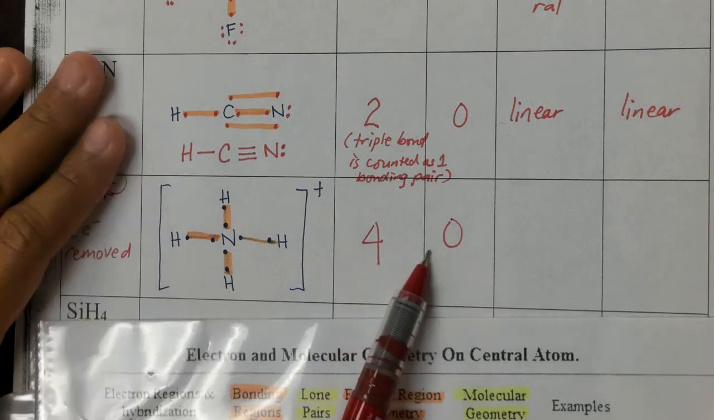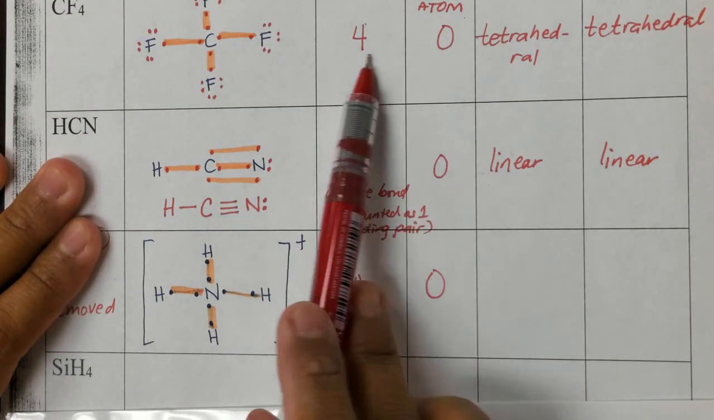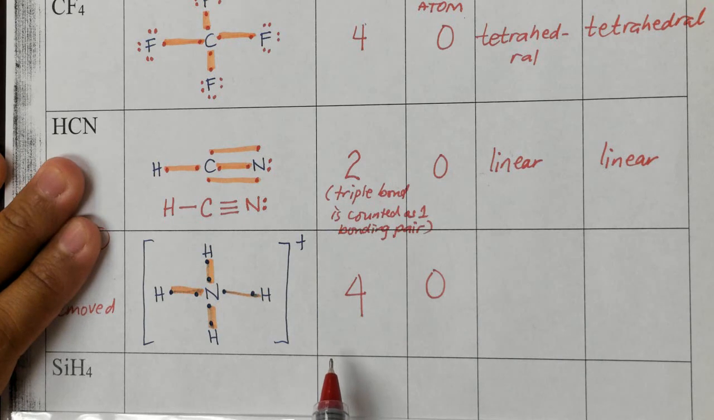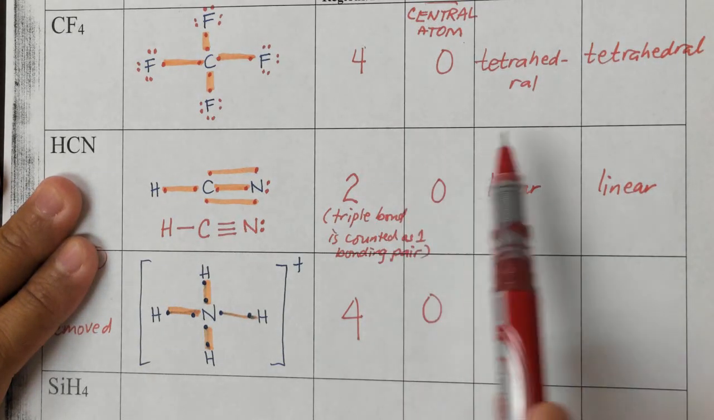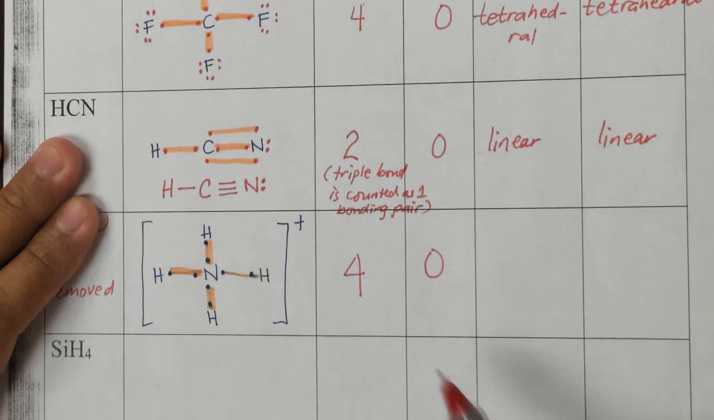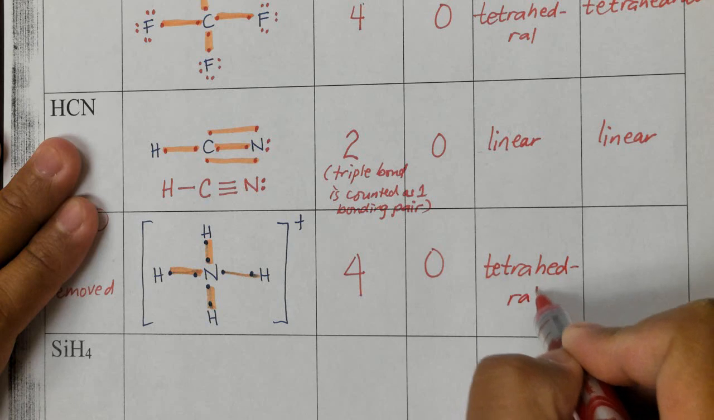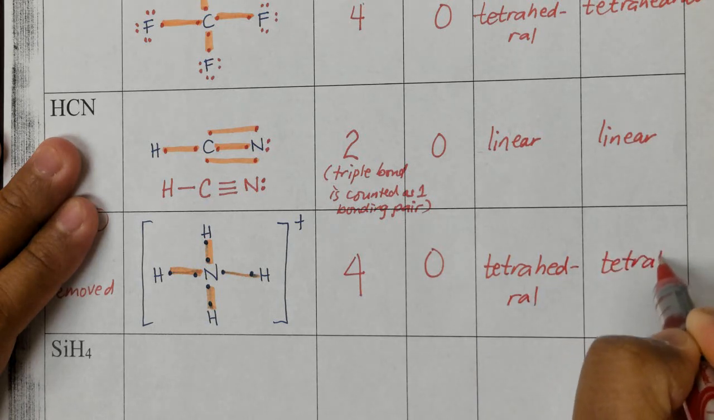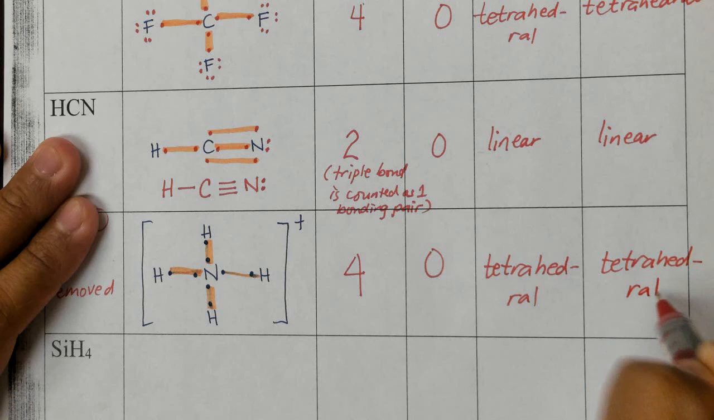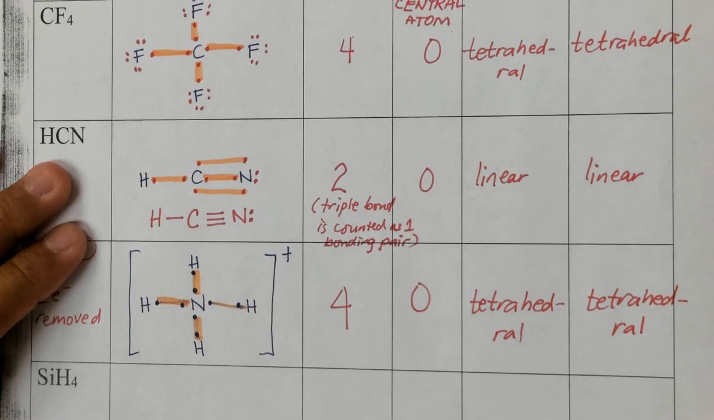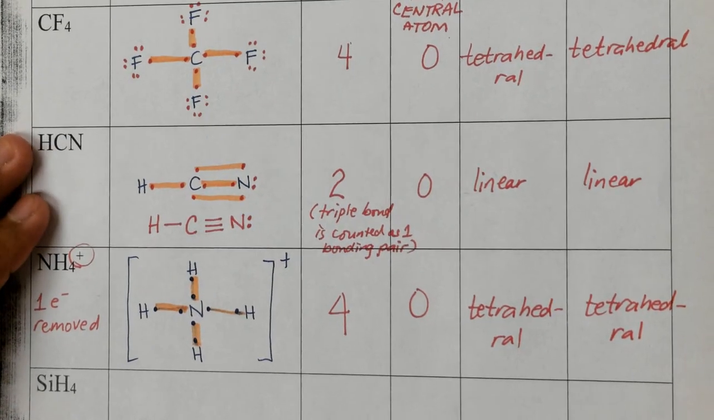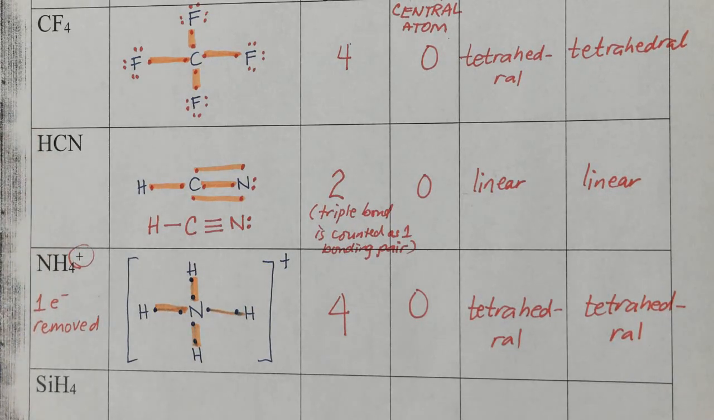You see 4, 0, and the one on top is also 4, 0. Therefore, you don't have to look at your chart anymore. Just copy the 4, 0 on top. They're both tetrahedral, so just write tetrahedral there, because it will never change. If the two numbers are the same, then they get to have the same electron region geometry and molecular geometry. So these are the complete answers for the first 3 given. So we have 2 molecules and an ion. So that ends my short review and discussion.